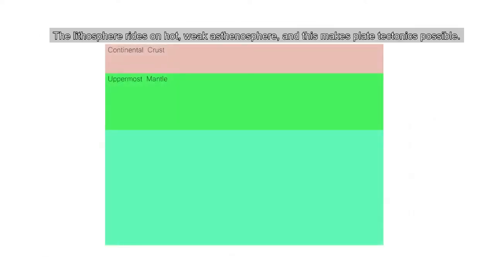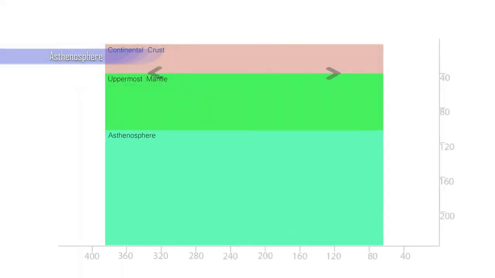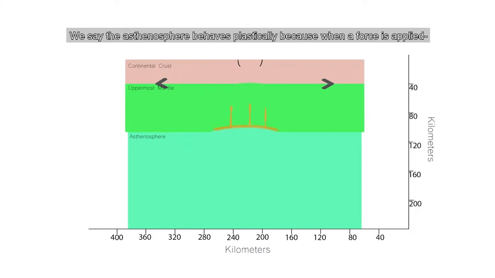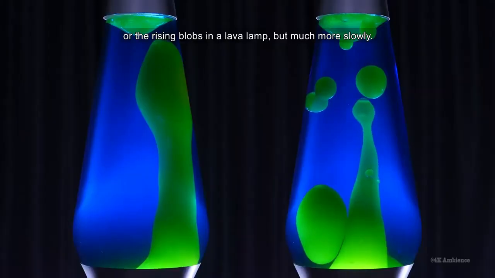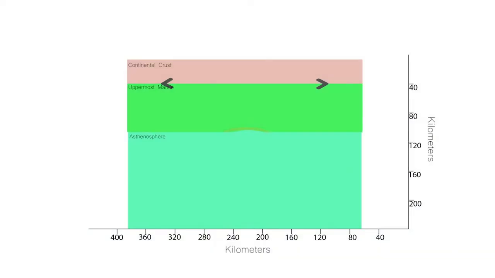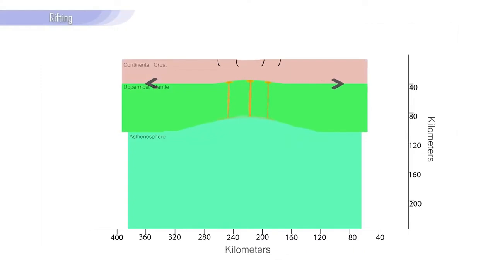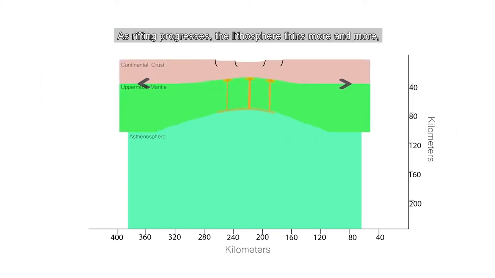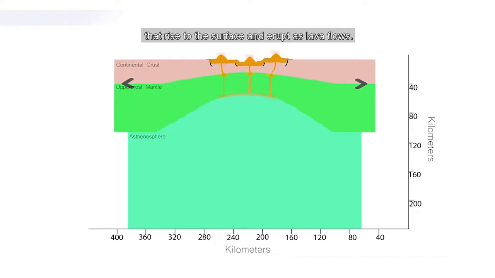The lithosphere rides on hot, weak asthenosphere, and this makes plate tectonics possible. We say that the asthenosphere behaves plastically because when a force is applied, the asthenosphere will flow or convect, similar to boiling water or the rising blobs in a lava lamp, but much more slowly. The process of starting to pull the lithosphere apart is called rifting. As rifting progresses, the lithosphere thins more and more, allowing the underlying asthenosphere to rise and melt to form magmas that rise to the surface and erupt as lava flows.